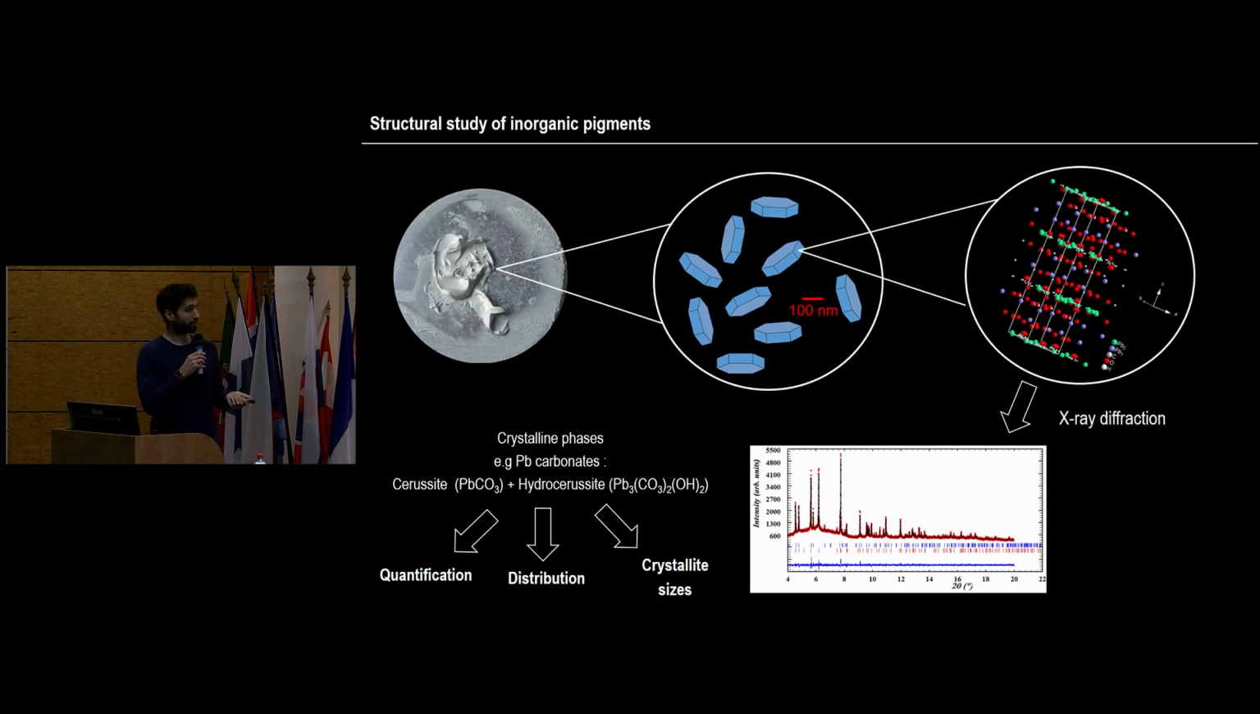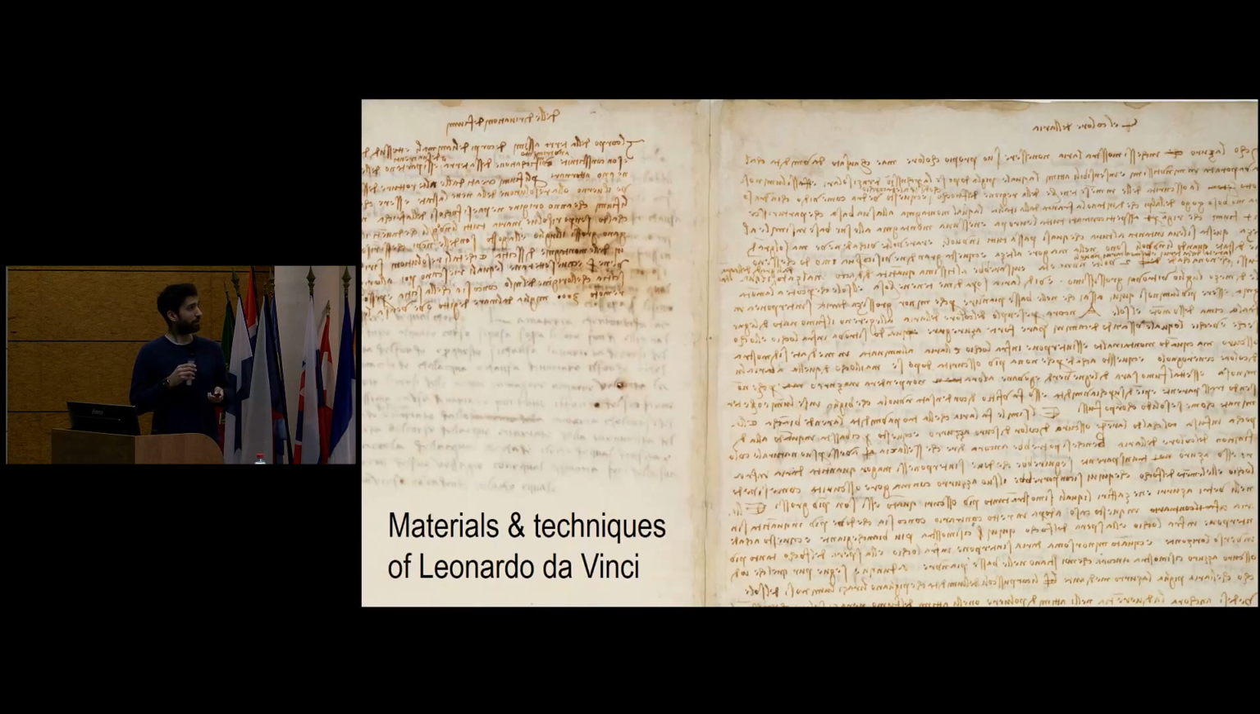And finally, I will try also to access the crystallite sizes, because this also is a clue on how the pigment was prepared and evolved. So let's start with some example regarding Leonardo da Vinci. We are going to focus specifically on his use of the lead white pigment.